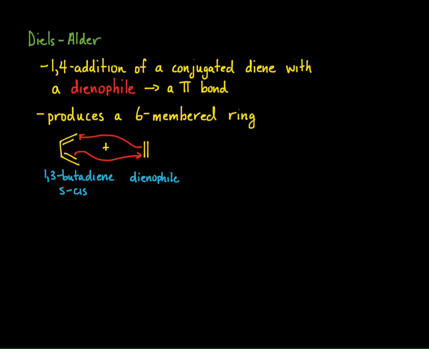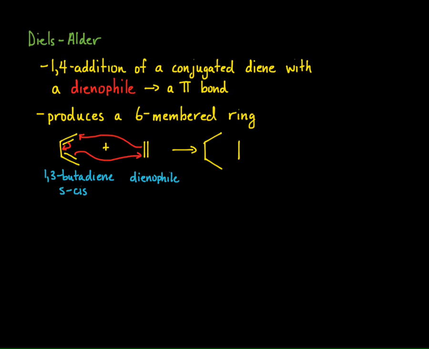So notice we're getting a 1,4 addition. We're adding at the 1 carbon of 1,3-butadiene and at the 4 carbon of 1,3-butadiene. And then at this stage, what happens with the last double bond on the diene is that it actually migrates in between the 2 and the 3 carbon.